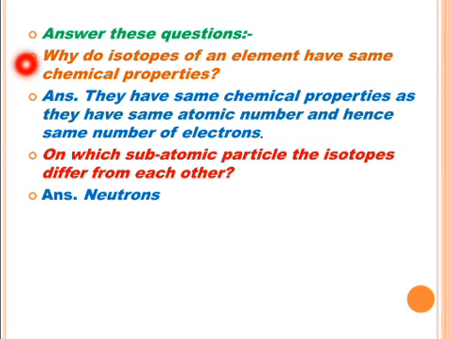Now answer these questions. Why do isotopes of an element have the same chemical properties? Students, we have just discussed that the isotopes of an element have the same chemical properties as they have the same atomic number and hence the same number of electrons. Another question: on which subatomic particle do the isotopes differ from each other? The answer is neutrons, because they have the same atomic number, hence the same number of protons and hence the same number of electrons, but the only difference lies in the number of neutrons, which makes their mass numbers different from each other.